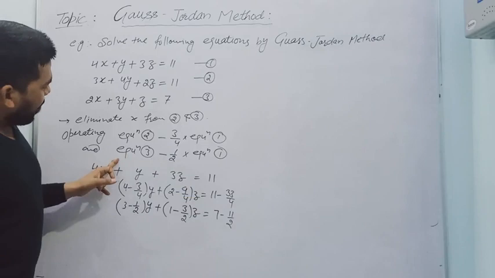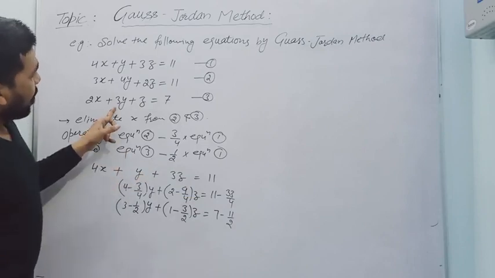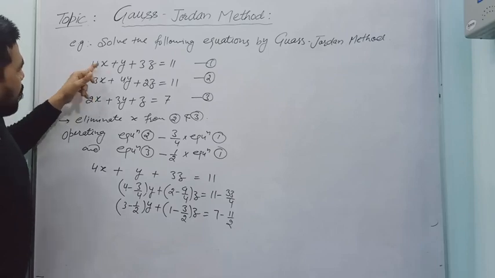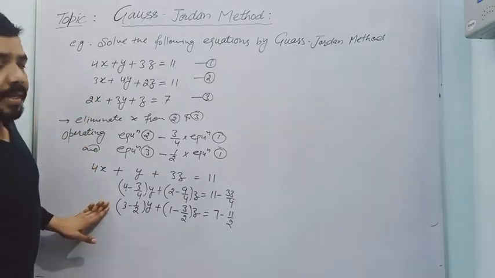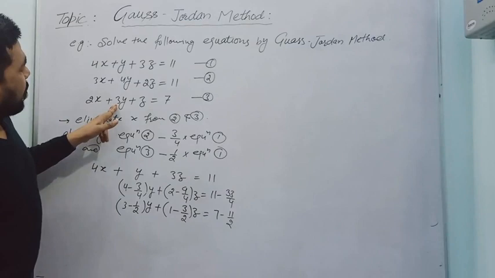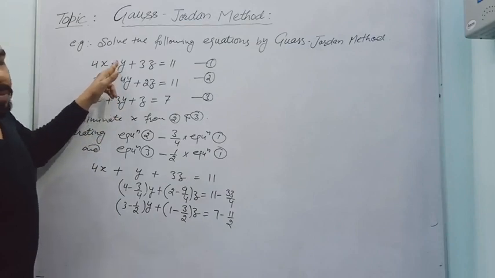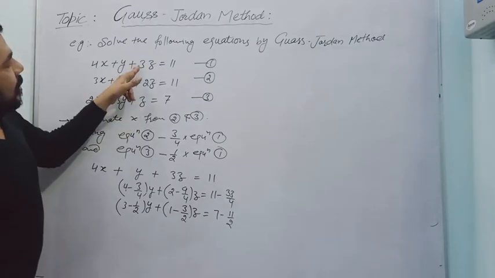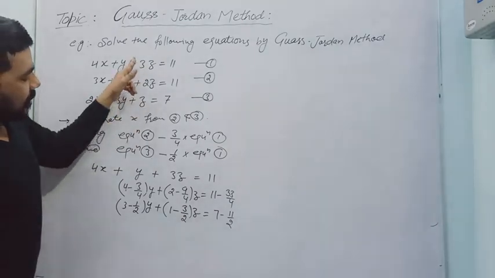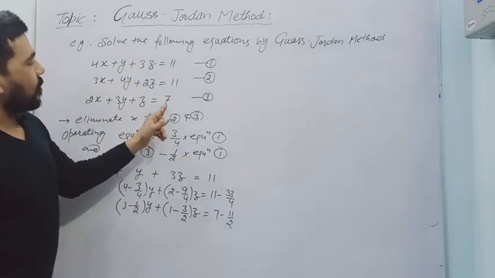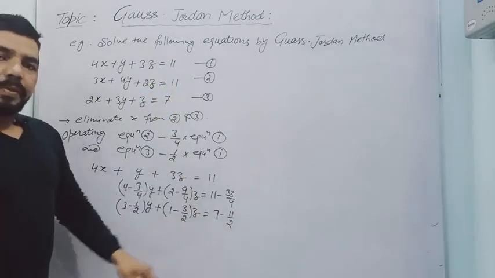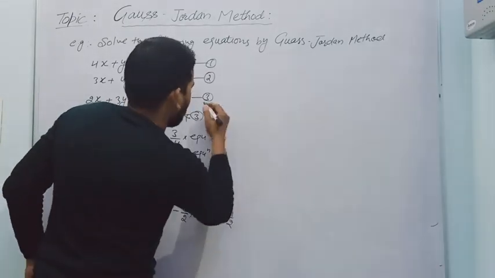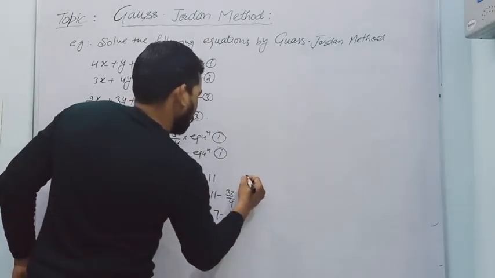Then we will apply this operation: equation number 3 minus 1 by 2 times equation 1. 2x minus 2x will be cancelled out, no need to write x. That will be 3y minus y by 2, that means 3 minus 1 by 2 y, plus z minus 3 by 2 z, that means 1 minus 3 by 2 z, is equal to 7 minus 11 by 2. So when we are doing this operation, this is 1, 2, 3, and I call the new ones 4, 5, 6.